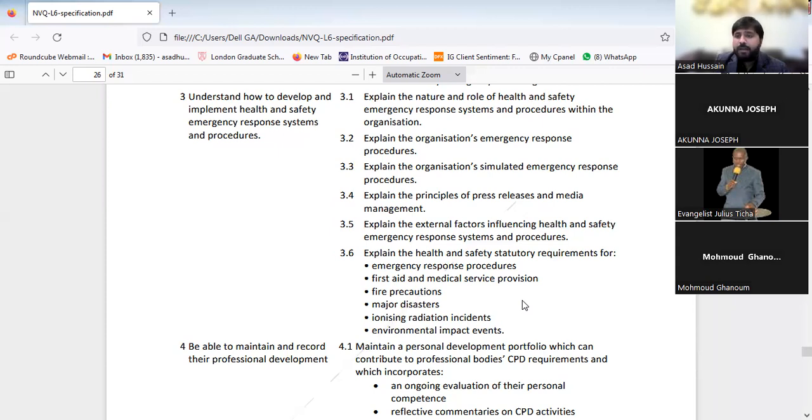So after explaining this, we have 3.4, explain the principles of press releases and media management. So here you have to explain the principles, the rules, the procedure, what you have for press releases and what you have for media management. How you are managing the media, how you are releasing the press releases. So you have to explain what their principles are.